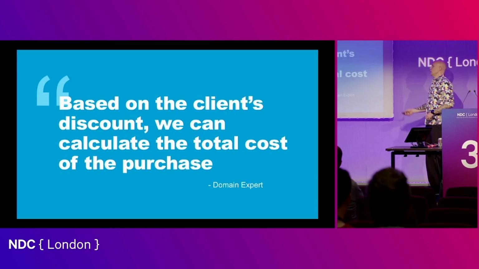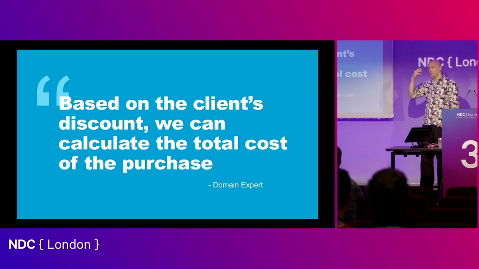So for example, you go into a meeting, you talk to one of the domain experts, somebody working at the company, and they say, based on the client's discount, we can calculate the total cost of the purchase. Fairly simple thing, right? We can all understand that. We get a little vision in our head of the C# you need to write, or the code you need to write to do that.